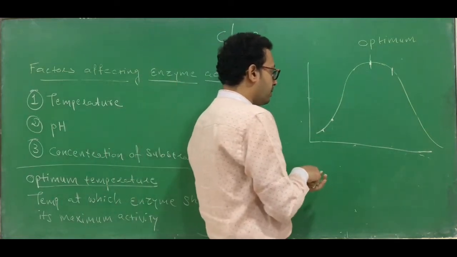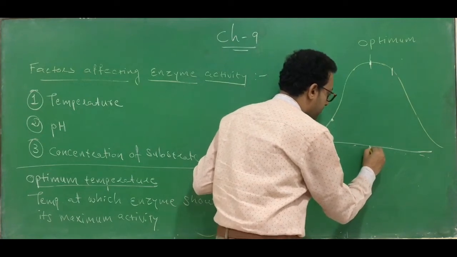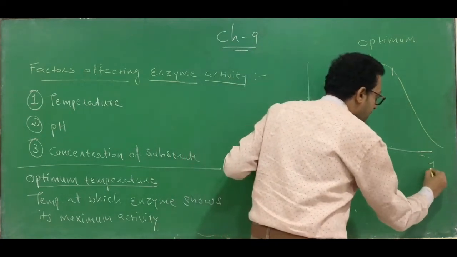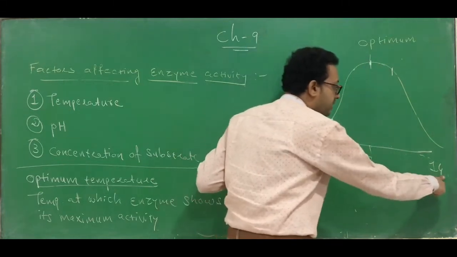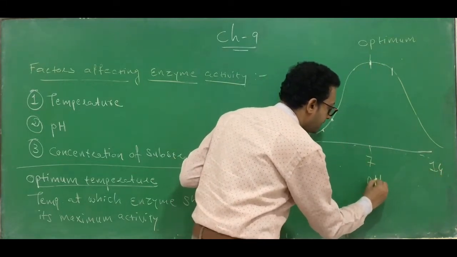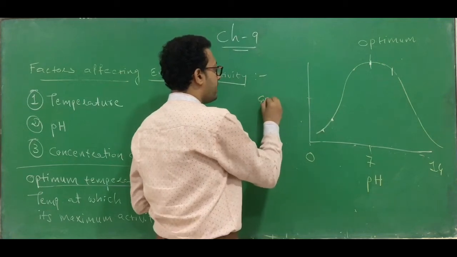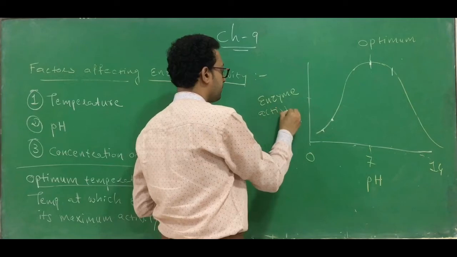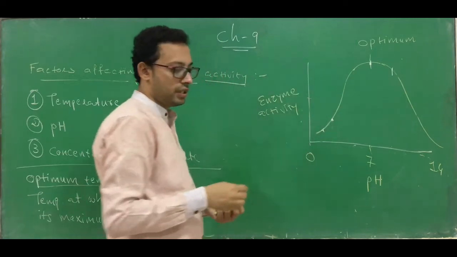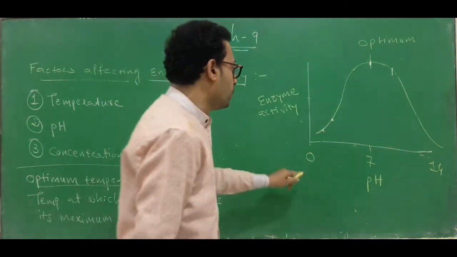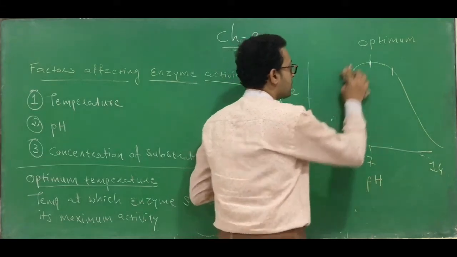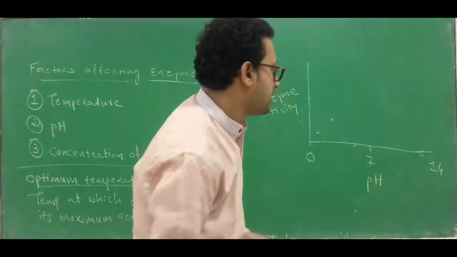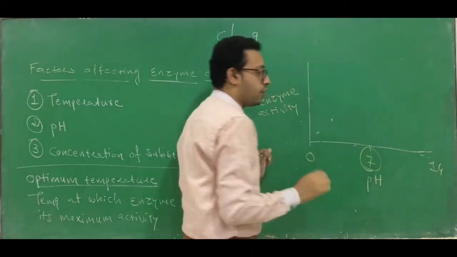Okay. Now suppose assume that this is a pH of 7. You know that pH ranges from 0 to 14. 0 is the lowest pH, 14 is the highest pH. So on the x-axis I am drawing the pH. On the y-axis, I am taking the enzyme activity. 7 is considered neutral. I hope you know that.